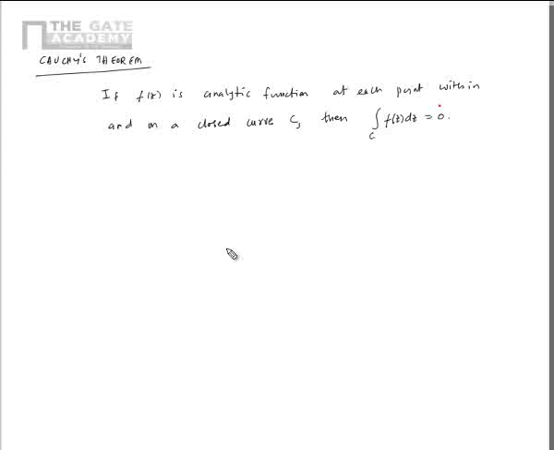So the integral of f of z dz can be said to be 0 only if we have a closed curve C and f of z is analytic within the curve. If you have a closed curve and everywhere inside f of z is analytic, then the integral of f of z dz is 0. This is a very important result. And now there is one more extension of this theorem, an important result, which is Cauchy's integral formula.